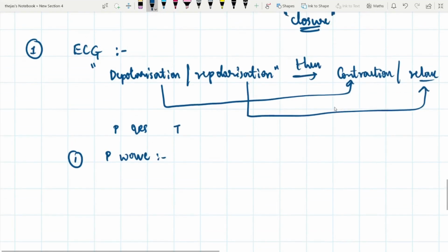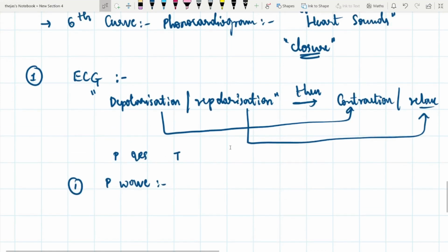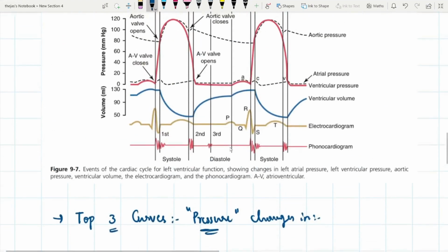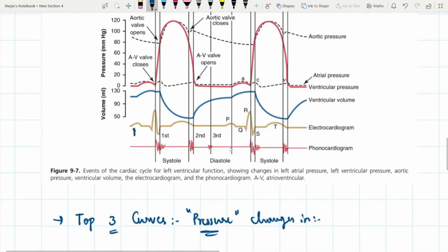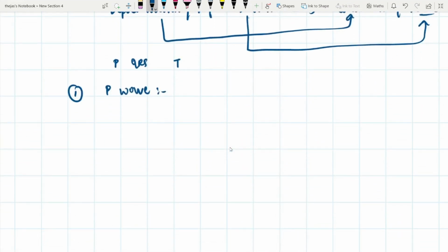I told you, first you should consider the electrical activity and then muscular activity like contraction or relaxation. P wave, see what happens during P wave. See here, P wave, this is P wave, right? First there is depolarization of atria, left atria. For discussion purposes, I'm going to consider only the left-sided heart.